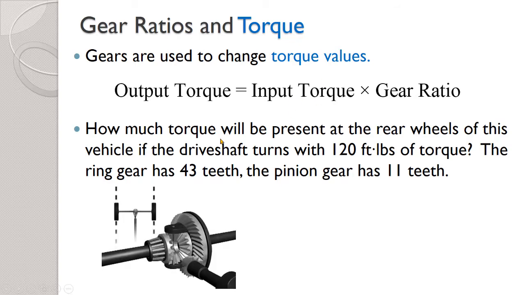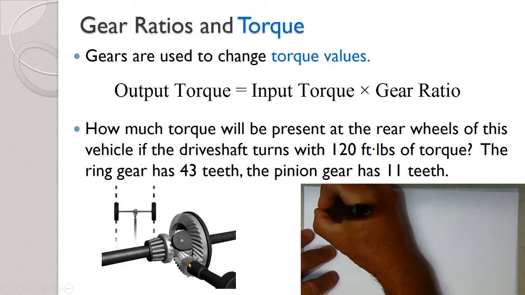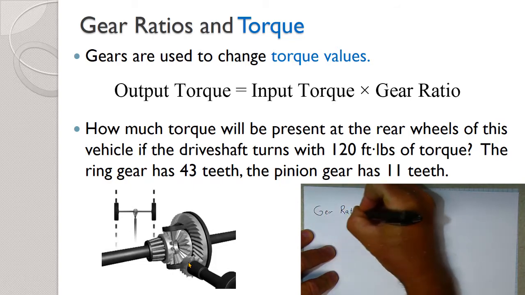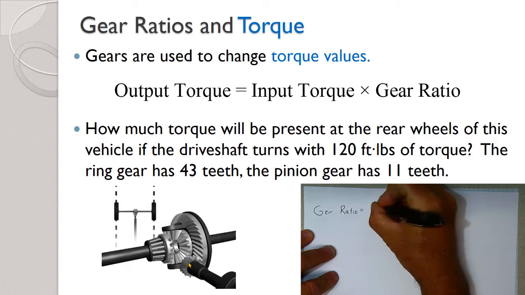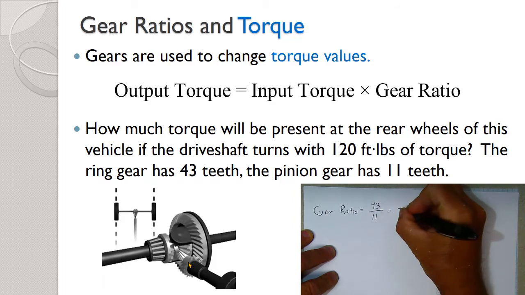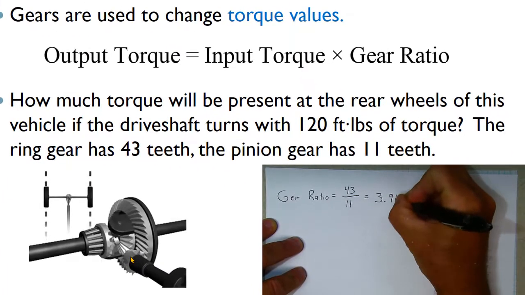So let's take a look at this problem. How much torque will be present at the rear wheels of this vehicle, that is to say on our drive axles, if the drive shaft turns with 120 foot-pounds of torque? The ring gear here has 43 teeth and the pinion gear has 11. Well, we already showed that our gear ratio here was going to be the driven count of 43 teeth divided by 11 teeth, and we showed just a minute ago that that is 3.91 to 1.